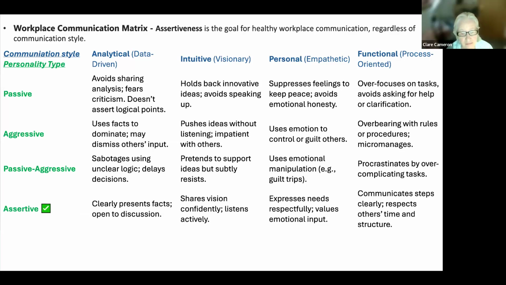And you can maybe think of a manager you've had in the past that wasn't very good. Why were they not good? Which of these boxes did they fall into that made them not a good manager?